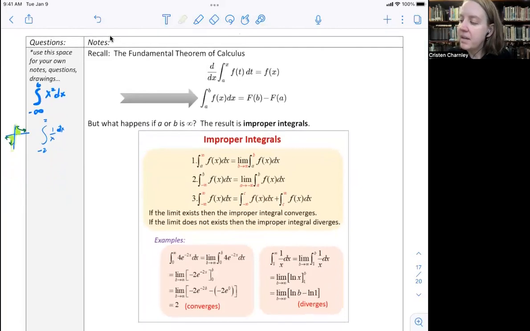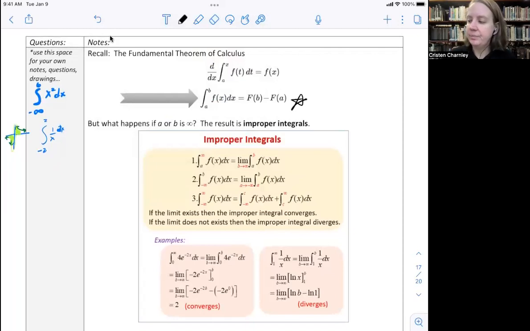Recall the fundamental theorem of calculus. We have the derivative of an integral from a to x of f of t dt is equal to f of x. That's the one where we just replace the t's with the x's. We got pretty good at those. And then the second one is we have the integral from a to b of f of x dx is capital F of b minus capital F of a. Those are the two antiderivatives. So this is the version that we're focusing on today. But again, what happens if a or b is infinity or negative infinity? Those are your improper integrals.